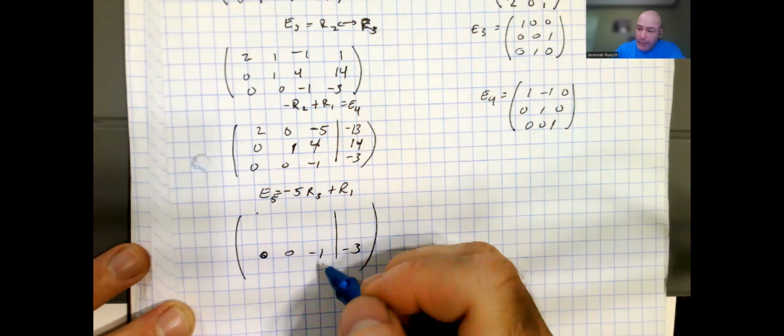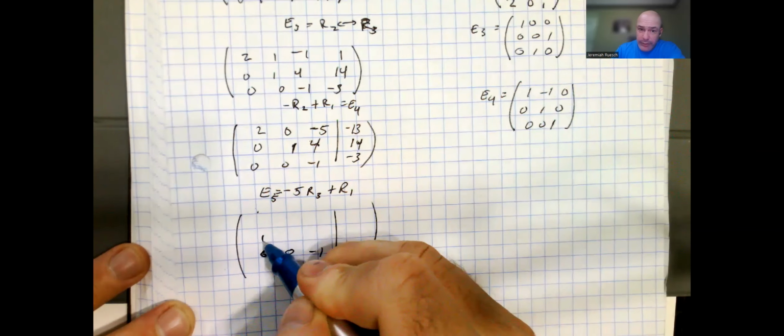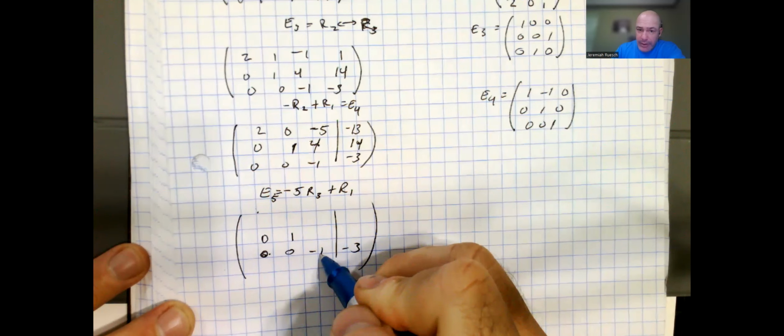Drawing that line kind of helps me keep things balanced. Okay, so here we have negative 5 times that's 0, so this is going to stay 0. That's 0, so that's going to stay 1. This is a negative times a negative, so it's going to be a positive 5.